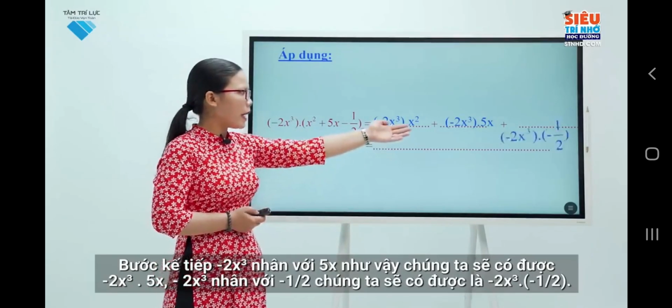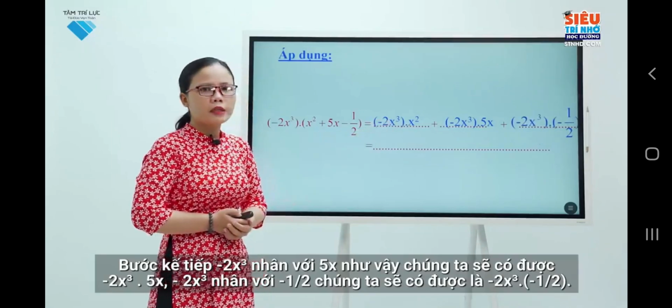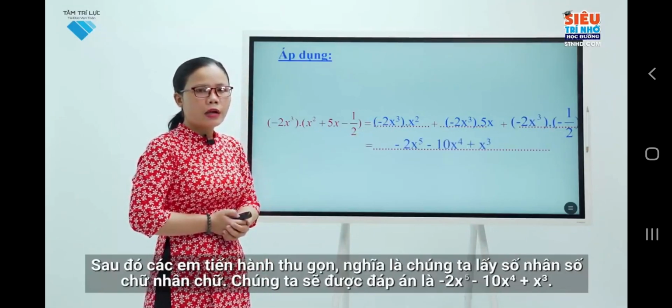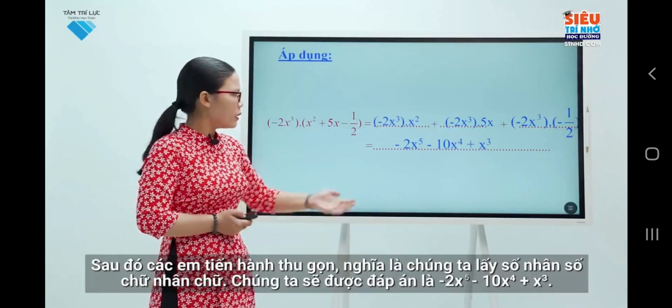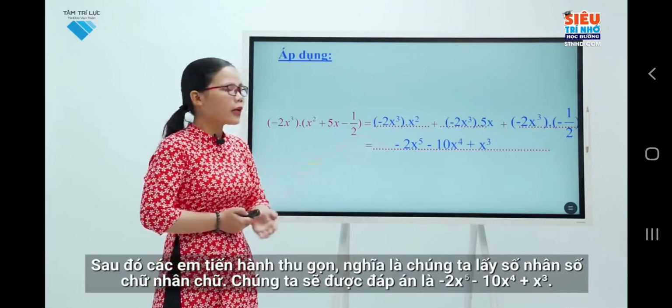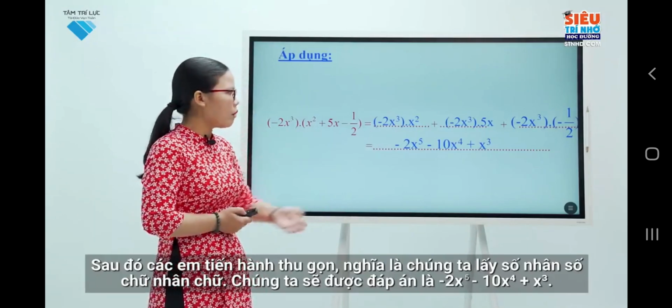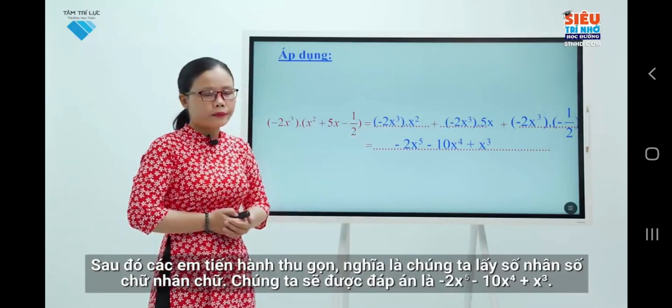We will get negative 2x to the third times negative 1/2. Then you proceed to simplify. That is, multiply the coefficients and then multiply the variables by adding the exponents. We get the answer, negative 2x to the fifth minus 10x to the fourth plus x to the third.